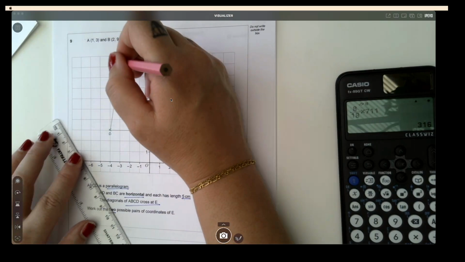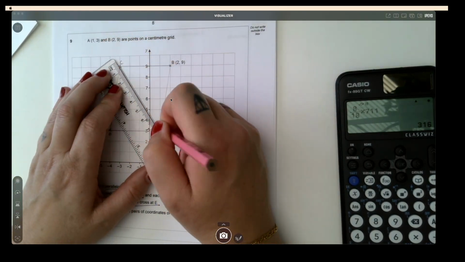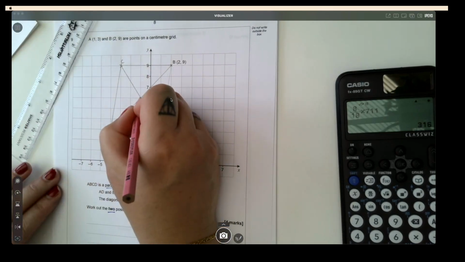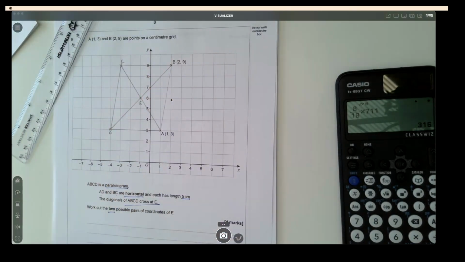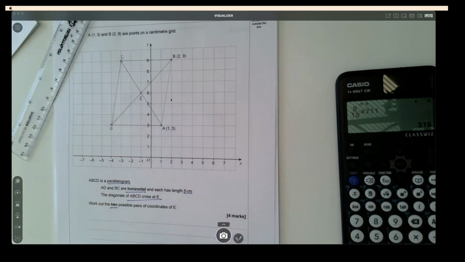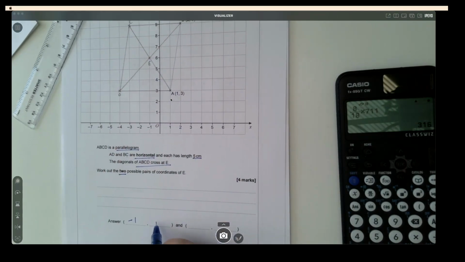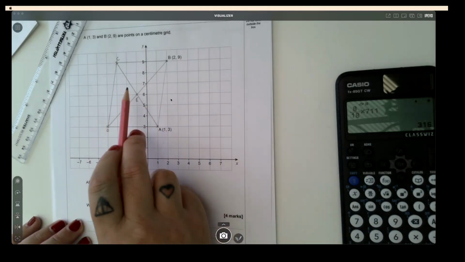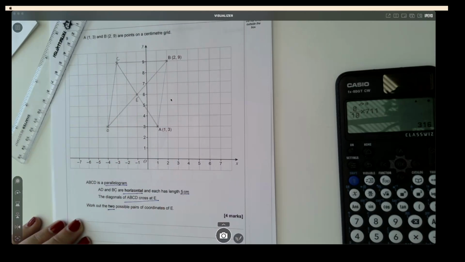And then E is where the diagonals intersect. So this would be one option for E. So let's read that coordinate off first. So it's -1, 6. However, C and D could also lie to the right-hand side of A and B.